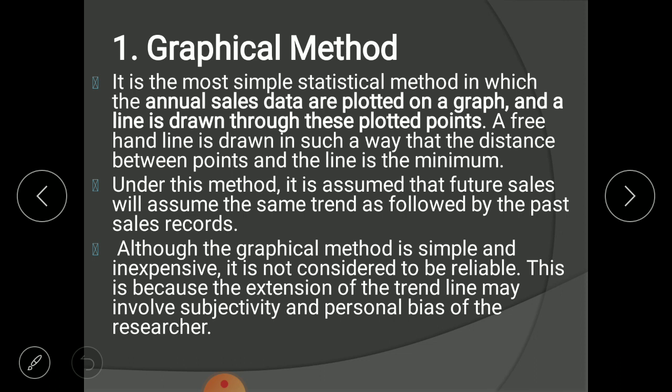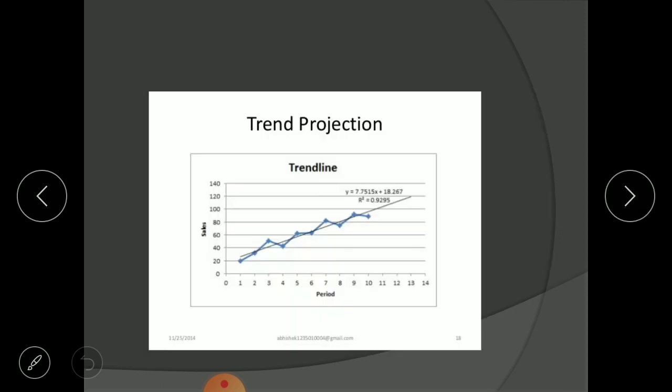See, what you need to do is only this: annual sales data are plotted on a graph and a line is drawn through these plotted points. A freehand line is drawn in such a way that the distance between the points and the line is minimum. It means you need to draw two lines. One line will connect all the dots, and the second line will pass nearest to all the points. If you want a diagram, it can be shown like this.